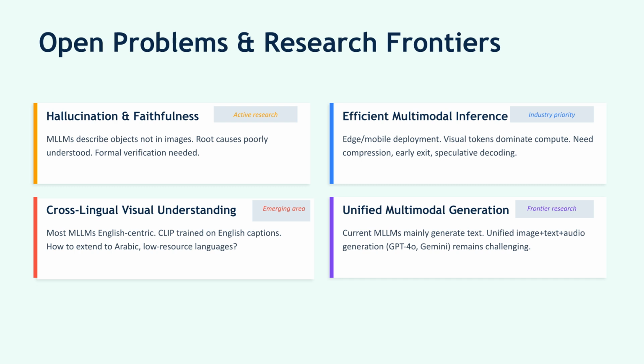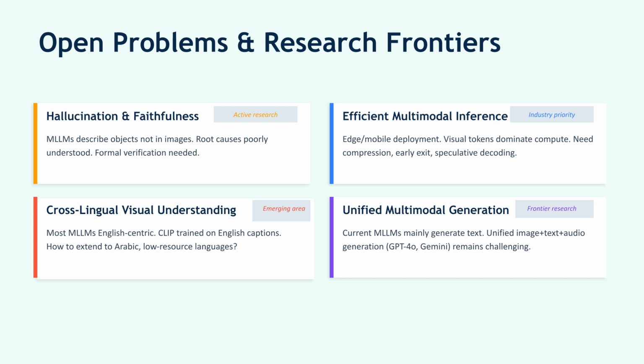Let me highlight 6 major open problems and research frontiers in MLLM research. Hallucination and faithfulness remains a critical issue. MLLMs describe objects that are not present in images, and the root causes are still poorly understood. We need formal verification methods to address this. Efficient multimodal inference is an industry priority. Deploying MLLMs on edge devices and mobile platforms is challenging because visual tokens dominate the computational cost. Research into token compression, early exit strategies, and speculative decoding is essential.